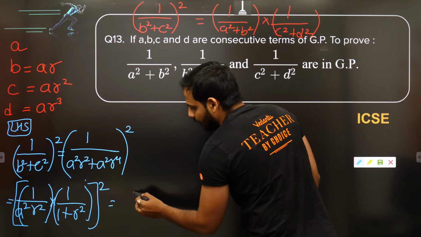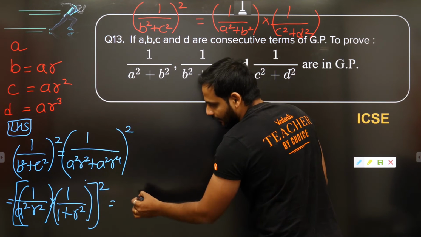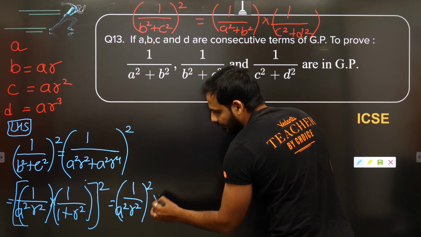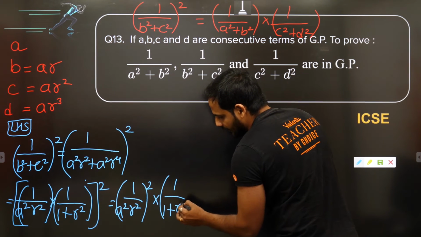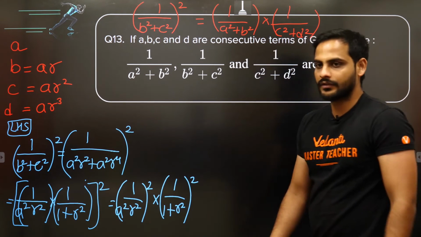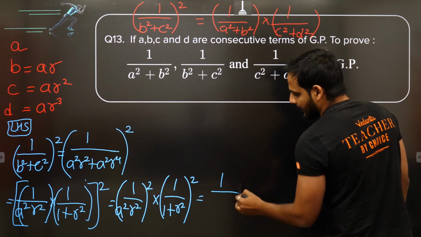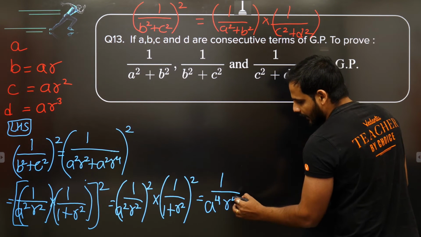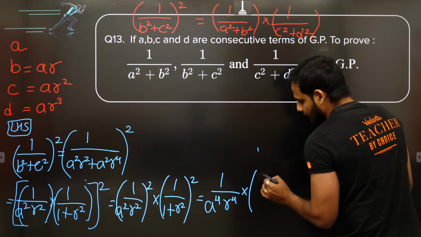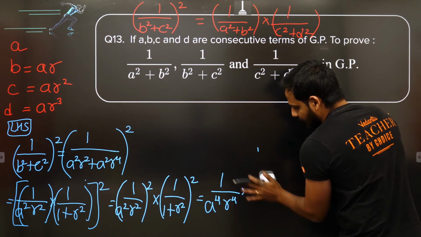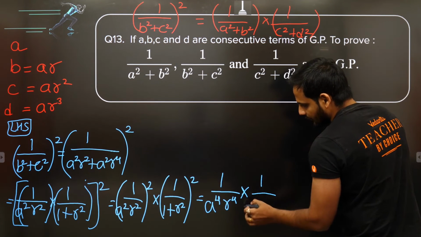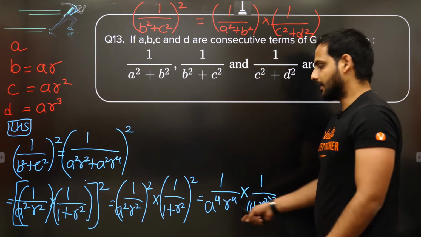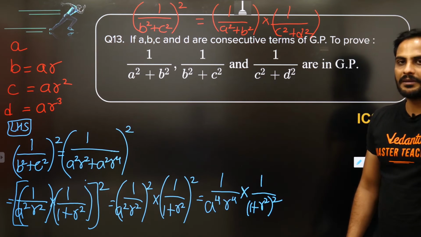Beta, understand? So now let us separate the square. So 1 by (A square R square) whole square into 1 by (1 plus R square) whole square. So it will become 1 by, A square square is A raised to the power 4, R raised to the power 4, into 1 upon 1 plus R squares whole square. So beta, this is your value of 1 by (B square plus C square).